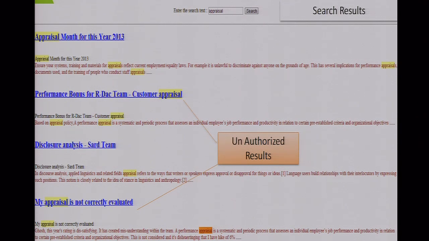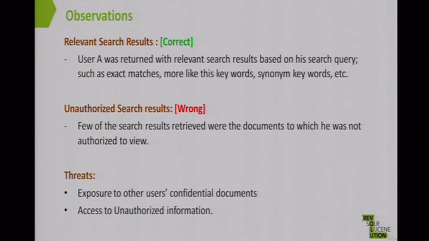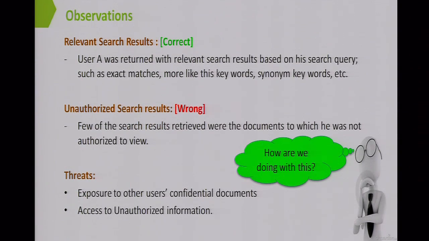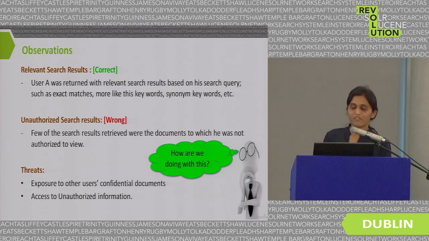Now let's summarize the observations. The observations were that the user was retrieved with the relevant search results. Those were correct, but he was also retrieved with unauthorized search results. So that was the threat. The threats were exposure to other users' confidential information and also access to unauthorized documents. So we now understand what a search-based application is and where the threat exists in the system.